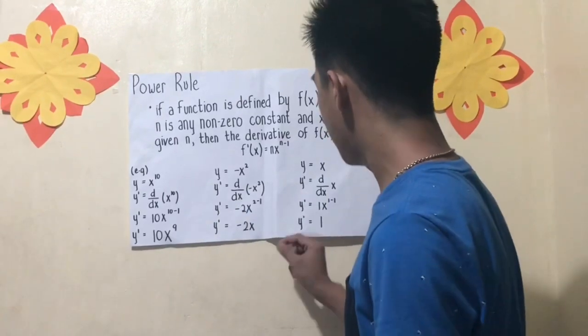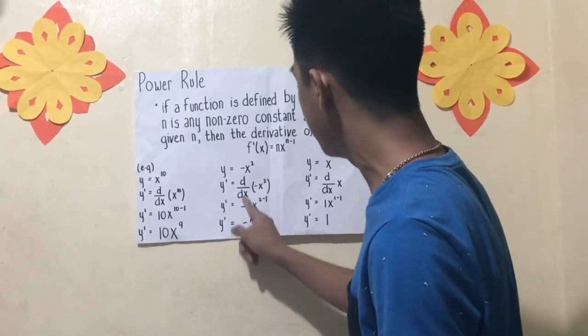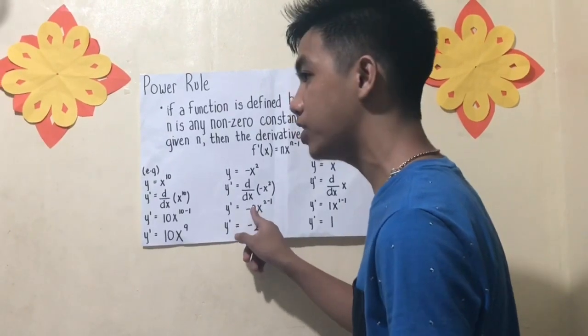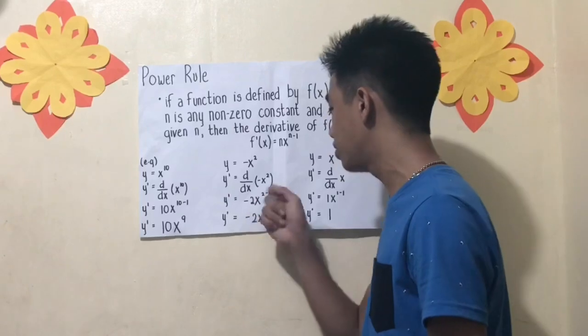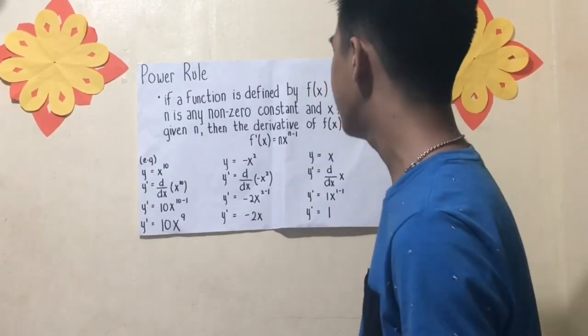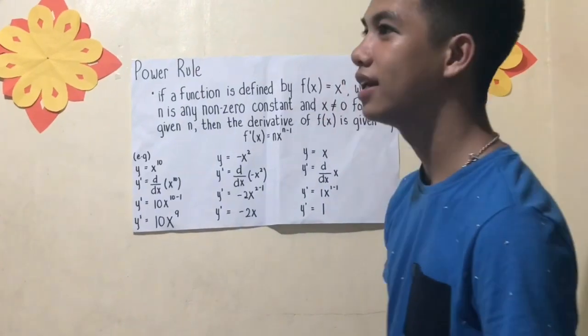Example number 2, y equals negative x raised to the power of 2, then y prime equals d over derivative of negative x raised to the power of 2, where the 2 will be the coefficient, and x raised to the power of 2 minus 1. And that will be the answer, y prime equals negative 2x.